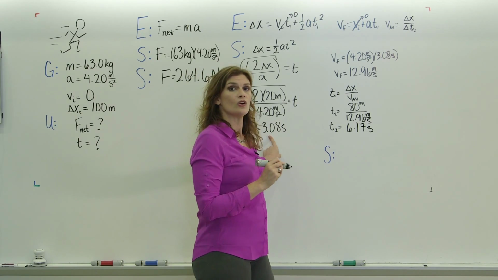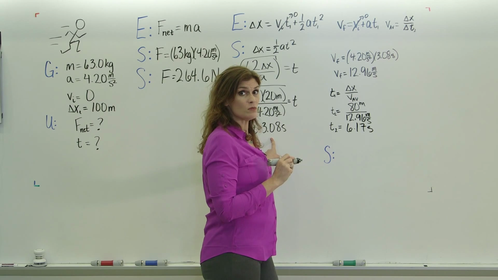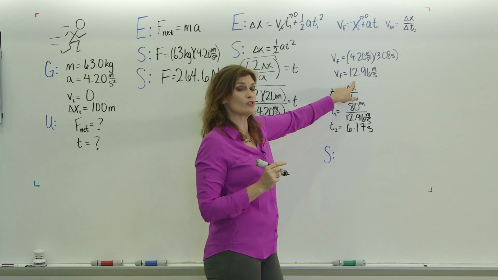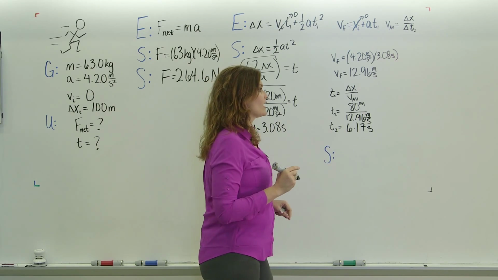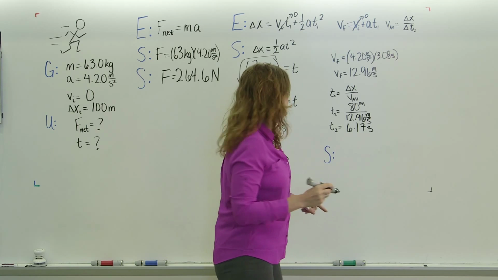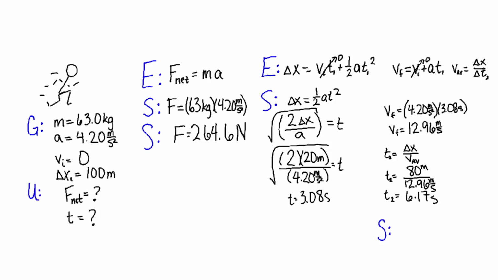Because in this first part he was accelerating the whole time, so he was going slower than this final velocity for some of it. If you add these two together, and you have to make sure you maintain your digits in your calculator, you get that his total time is 9.25 seconds.